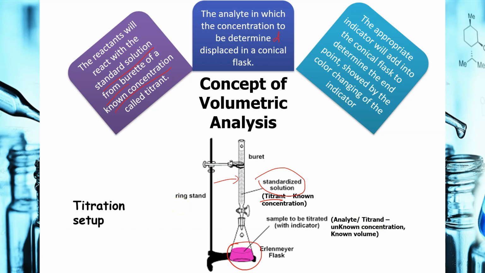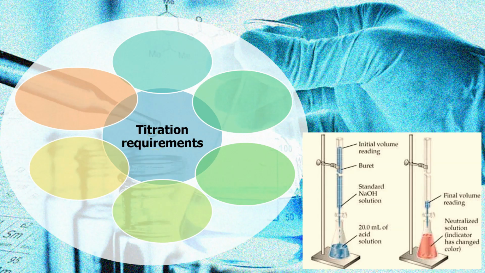Last but not least, an appropriate indicator will be added in the conical flask to determine the end point, shown by the color change of the indicator. Before the titration takes place, a few drops of indicator will be added inside the solution of unknown concentration. The function of the indicator is to determine the end point, the point where the color of the solution inside the conical flask changes. Now I will explain the requirements in the titration technique.